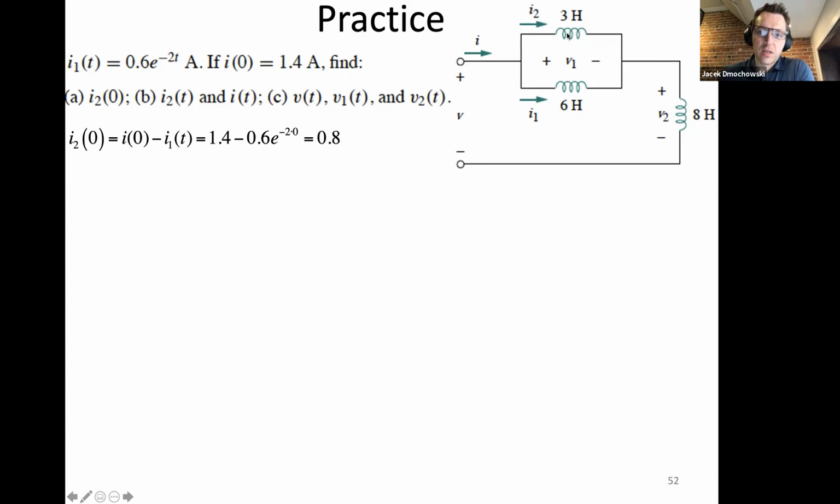Now, I think I may have gone out of order when I did this question. Yes, I did go out of order. I don't like the order of these. I like to first solve for V1 before I solve for I2. So let's get an expression for V1. V1 is the voltage across these two inductors, and I have an expression for the current I1. How do I translate that into a voltage? How do I go from current to voltage across an inductor?